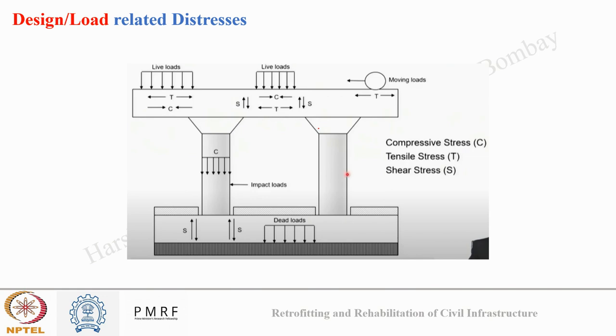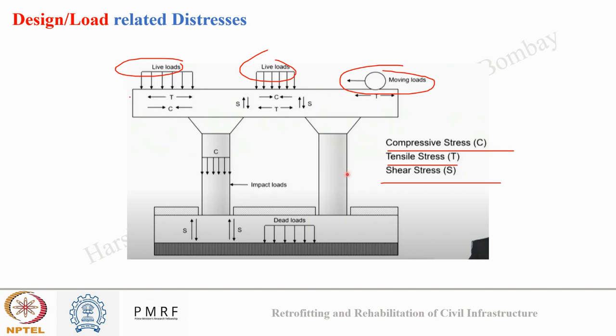Now, what is the action of these loads? You can see different types of load acting on the infrastructure. They result in stresses, and there are mainly three types of stresses that we talked about: tensile stress, compressive stress, and shear stress. In this image of a bridge, you can see different types of load acting and different stresses generated.